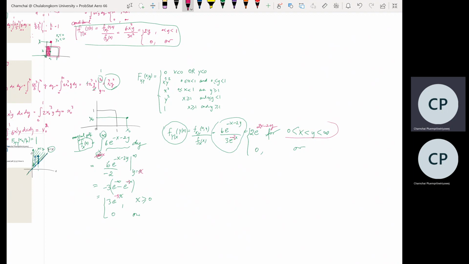Okay, for x between 0 and x less than y. Okay, and both of them between 0 and infinity.